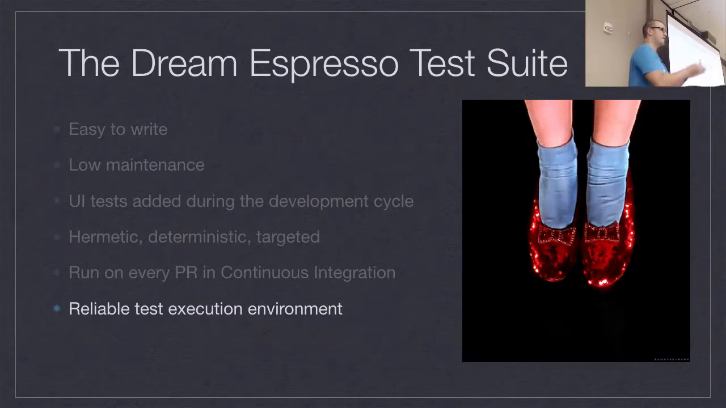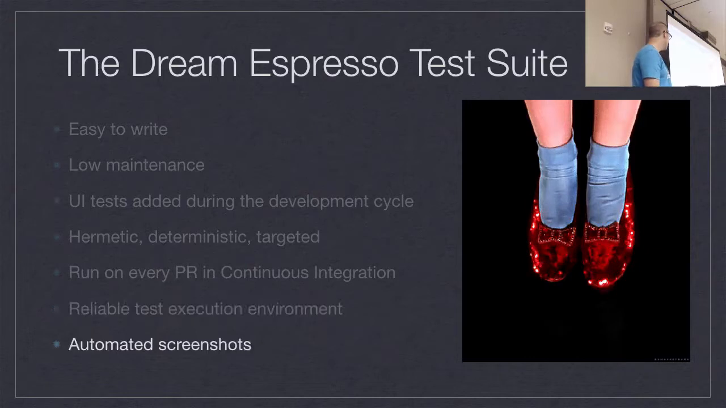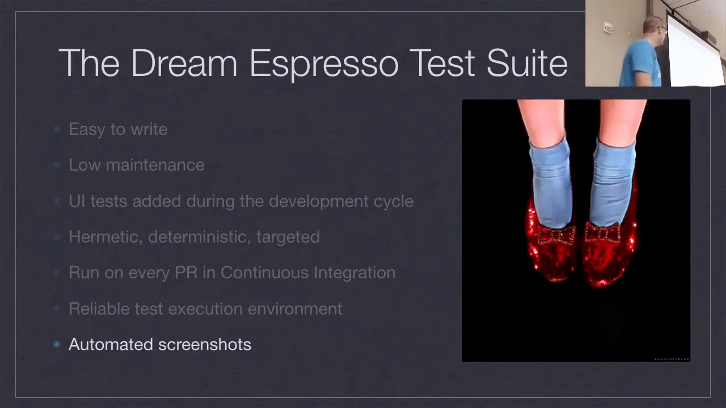Trying to get hermetic tests, it's hard to have an execution environment where the first test won't affect the second test. So that's important. And finally, the icing on the cake, as I like to call it, is automated screenshots. In the demo you saw in the beginning, each one of those is actually taking a screenshot while it's running. So you can see on each one of the devices what the resulting test looked like. This is Dorothy from The Wizard of Oz clicking her heels, hoping that she'll go home.